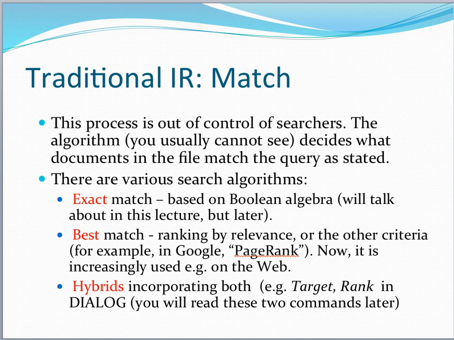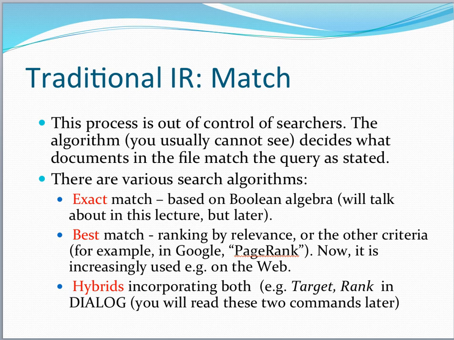Now, in terms of match, the process is out of control of searchers. Why? Because there is an algorithm there. The algorithm, here it is, that you don't see and you don't know, decides what documents in the file match the query as stated. In the file match the query as stated, you see?